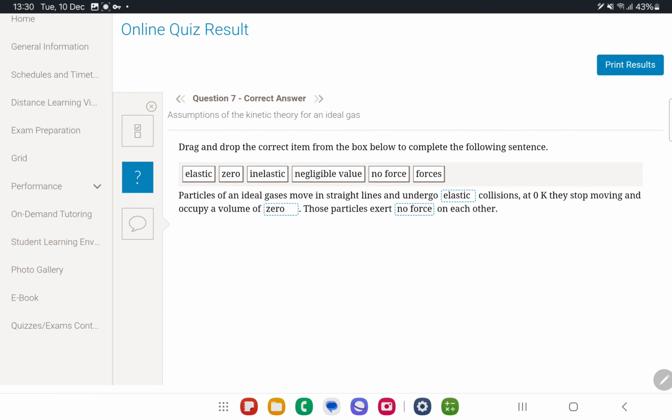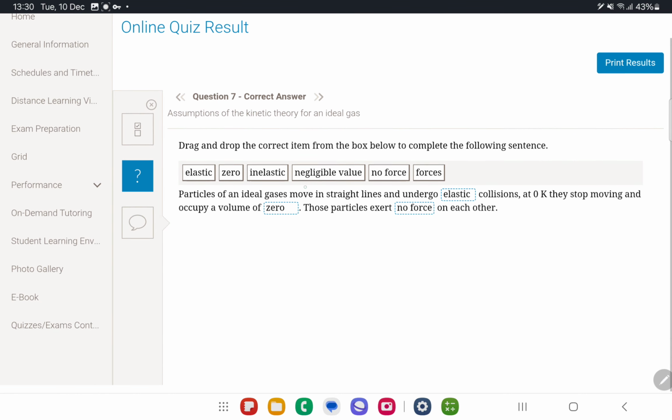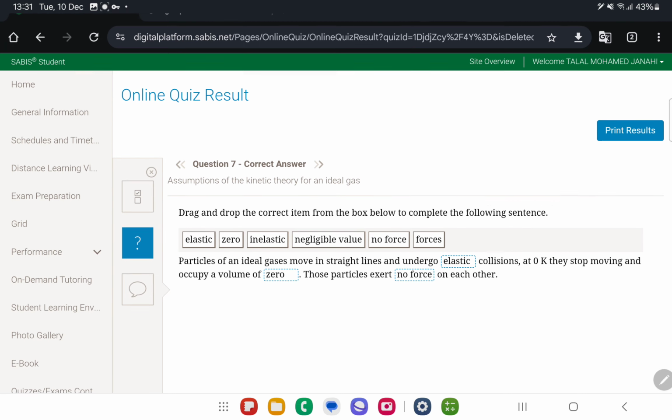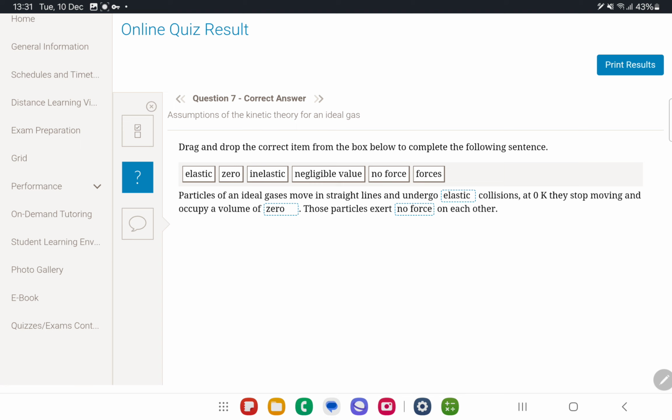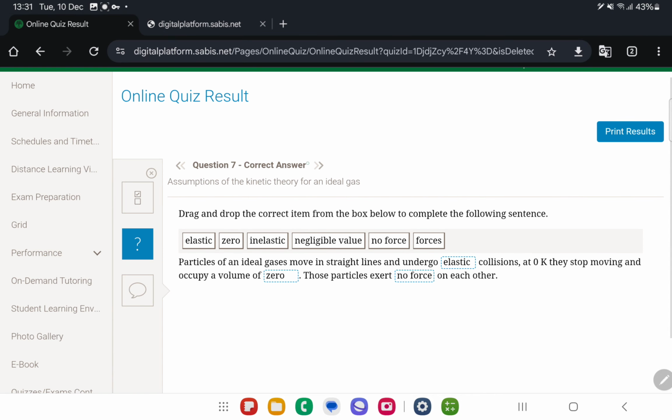Okay, for this one, there's no way to explain this since it's just a fact, you can't explain a fact. It's just something you have to memorize. So memorize this and that's it. Just memorize it as a fact.